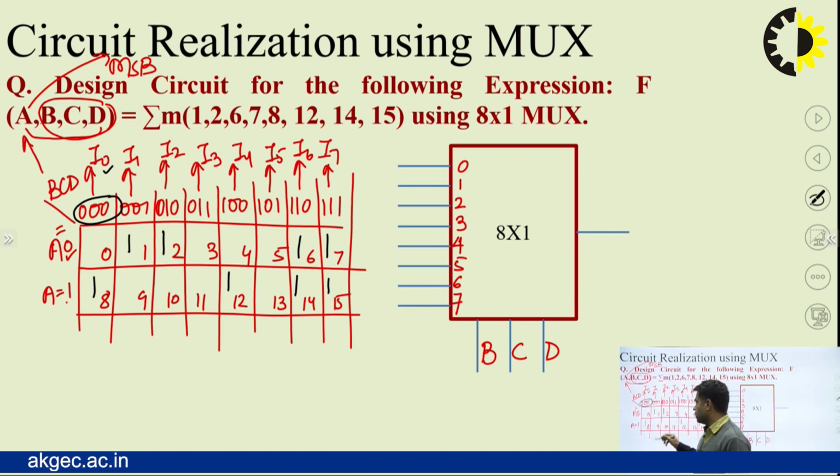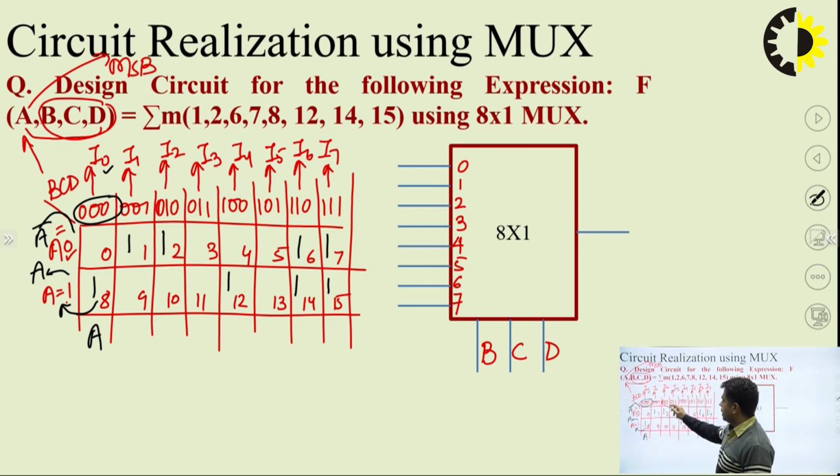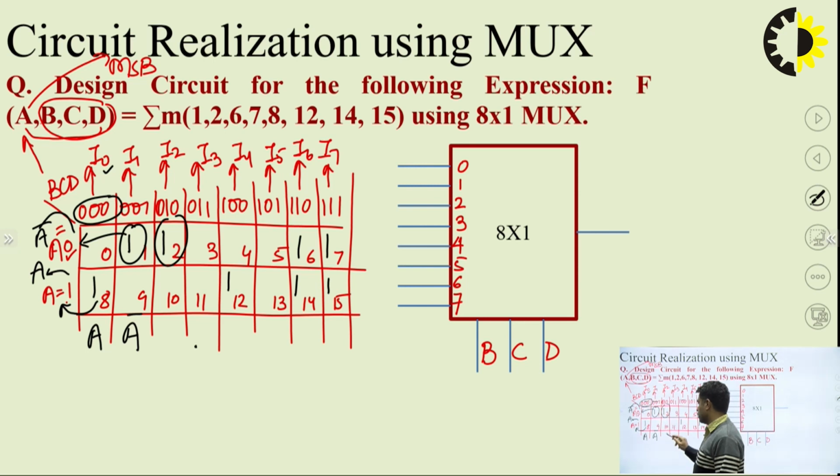So for this single one, this corresponds to A naught, A is equal to 1. That means it corresponds to A. That means if 1 means A and 0 means A bar. Okay. Similarly, if we check I1 column, there is a single one which corresponds to A naught is equal to 1. Okay. That means it will be connected to A bar. Similarly, again single one corresponding to A naught, A is equal to 0, that means again A bar.